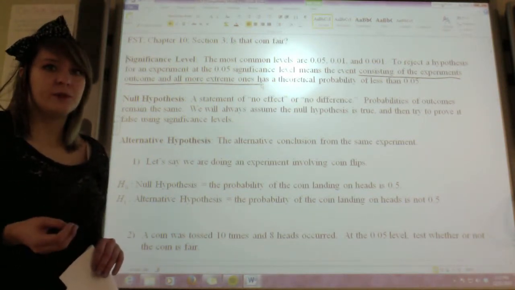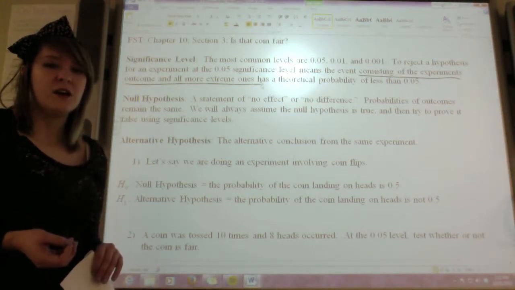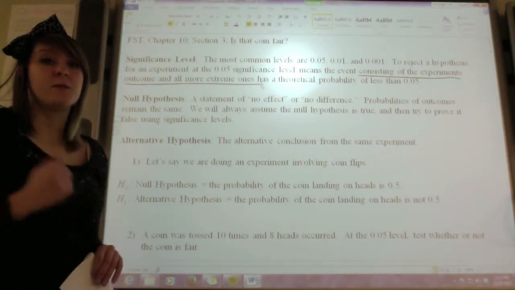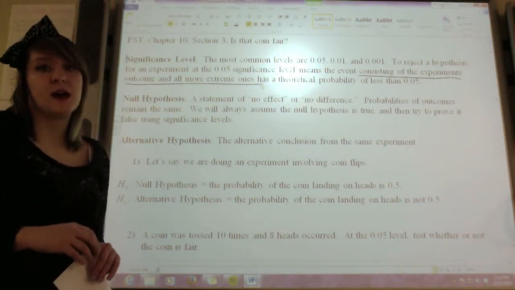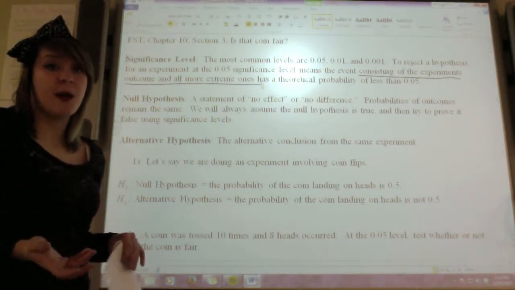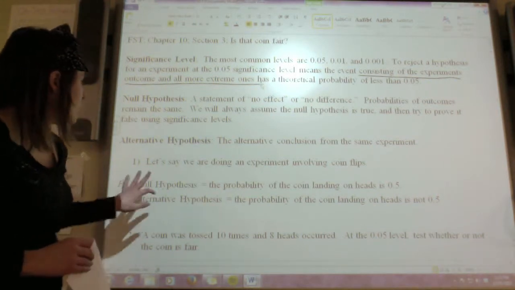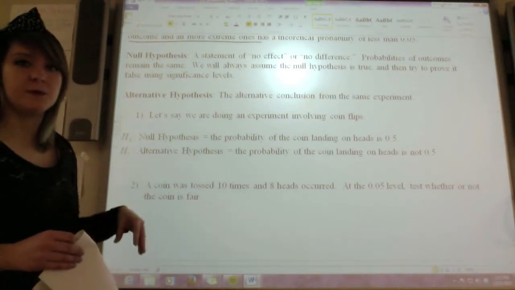For example, with a die, I should know that the probability of landing on each side is 1/6. And then I can maybe prove that for that specific die that doesn't work out because I have to reject my hypothesis at a 0.05 significance level. The alternative hypothesis is the other conclusion from the same experiment.